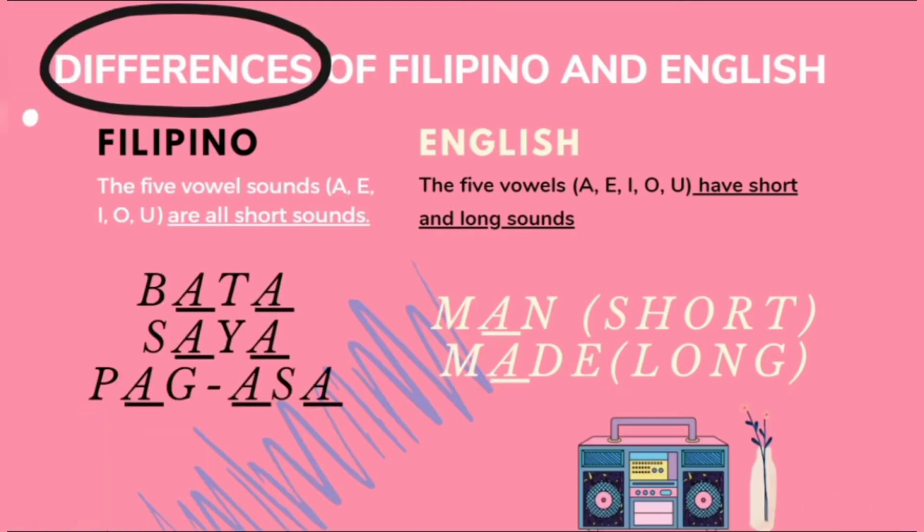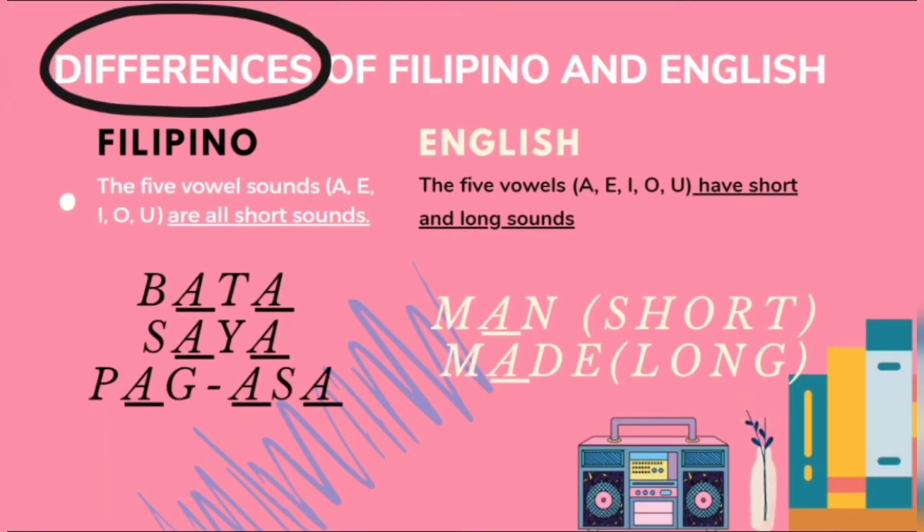So here's the first difference. In Filipino, we have 5 vowel sounds: A, E, I, O, and U. And these are all short sounds. While in English, there are also 5 vowels: A, E, I, O, and U. And these have short and long sounds.